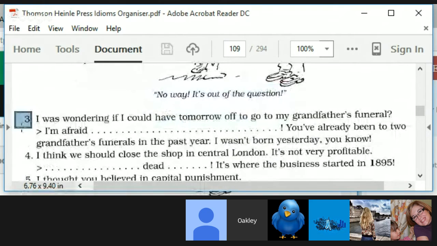Okay, Roberto, next one, number 3. I was wondering if I could have tomorrow off to go to my grandfather's funeral. I'm afraid, blank, you've already been to 2 grandfather's funerals in the past year. I wasn't born yesterday, you know. I'm afraid it's out of the question. Yeah. Okay. Well, yeah. Okay. I'm afraid it's out of the question. Yeah, that's it. That's correct.